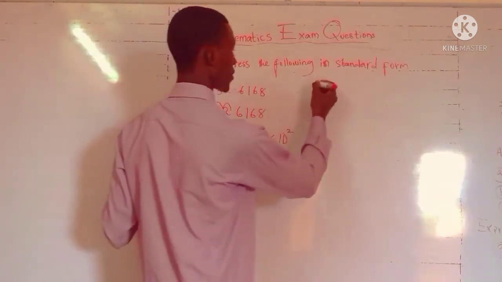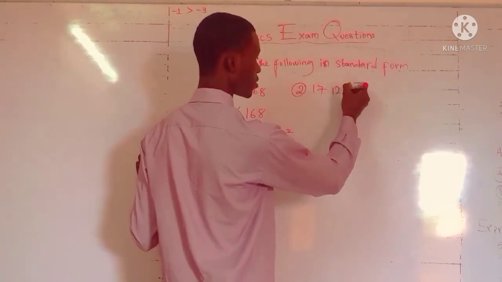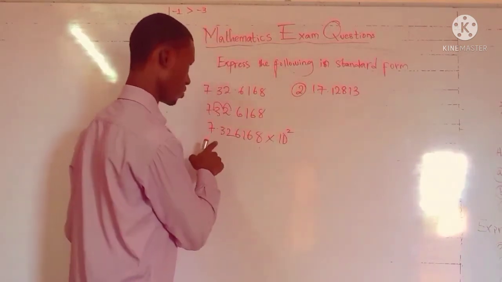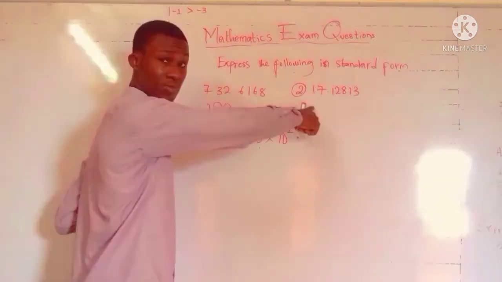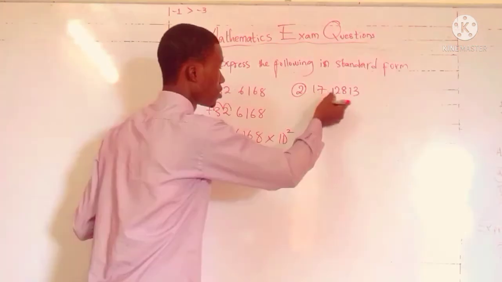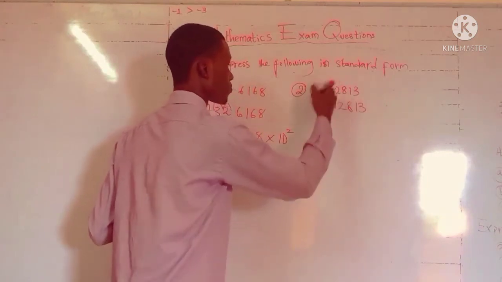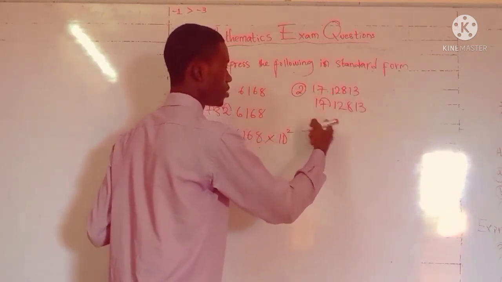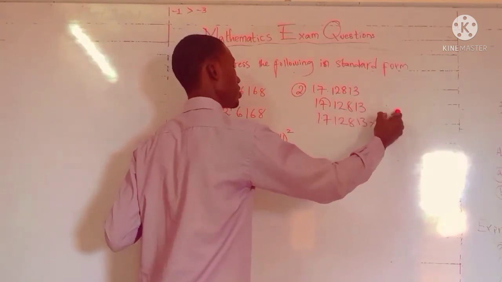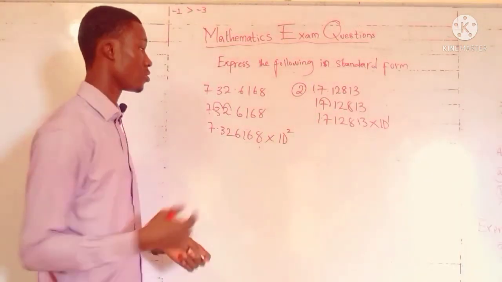We have 17.12813. We'll do exactly the same thing over here, but in this case we have to move once because the decimal point is already very close to the first number. Since we are moving once, we begin by writing the number again, 12813. So we mess it up, 1. Since we moved once, we have 1.712813 times 10 exponent 1, and that's just it.